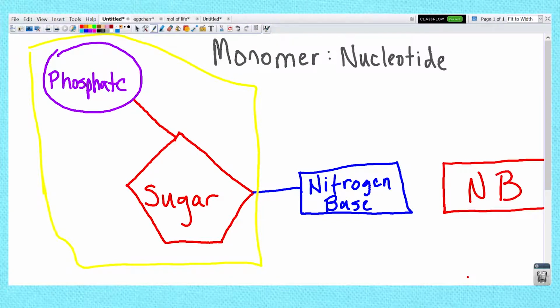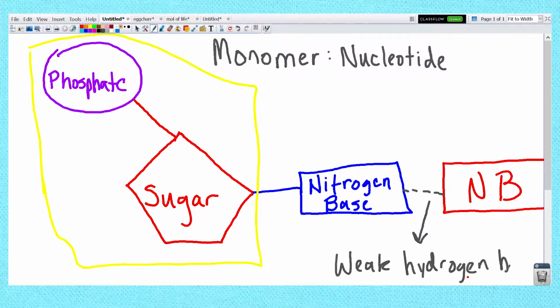In between the nitrogen bases, they are held together with a bond called a hydrogen bond, and it's fairly weak. So it is a weak hydrogen bond holding these two things together. You might be asking, why would you want a weak bond?